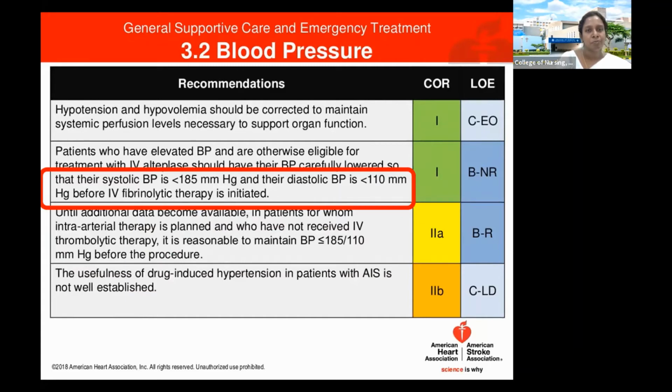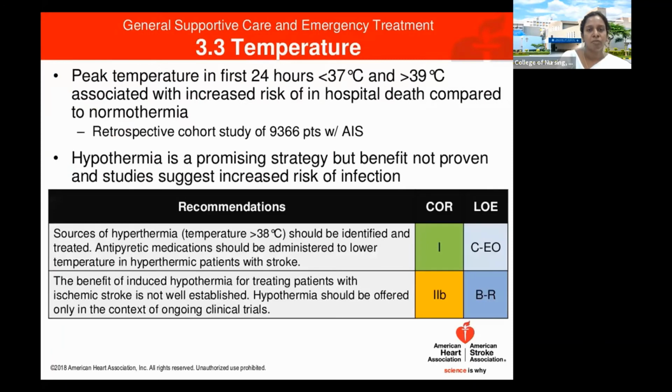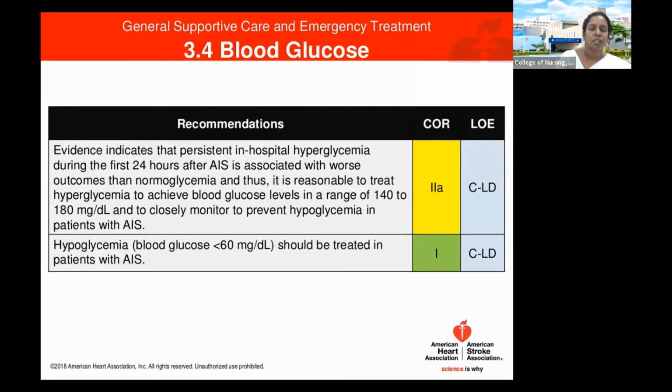If the BP is high, the antihypertensives that are advised are labetalol and nicardipine. You can go through the dosages. On temperature, I have already talked to you. Both hyperthermia and hypothermia are bad, so that has to be addressed. Glucose, again, we already saw glucose. GRBS is the only thing that we have to check before TPA administration. Both hypo and hyperglycemia have to be treated because both have been shown to have very bad prognosis in patients.